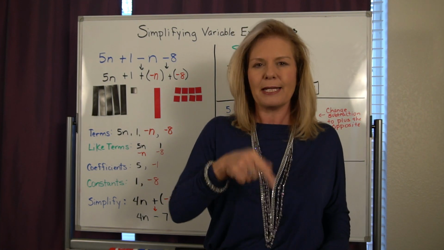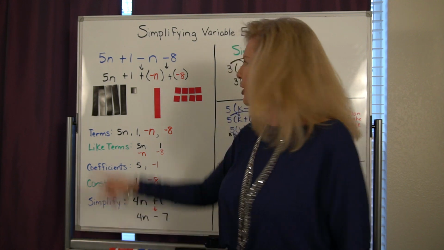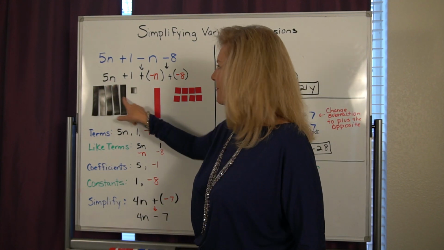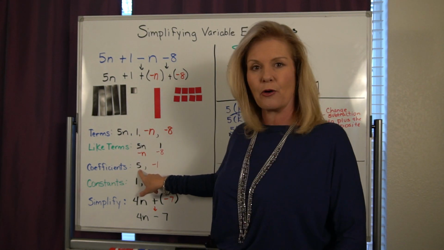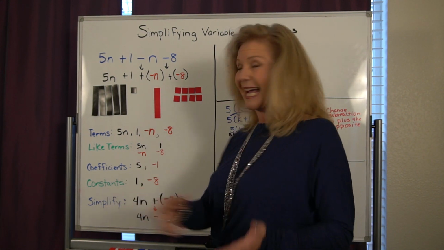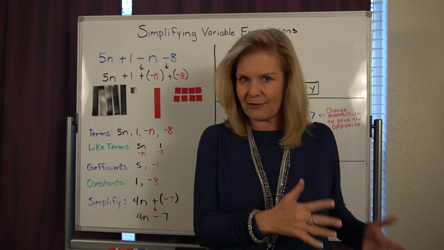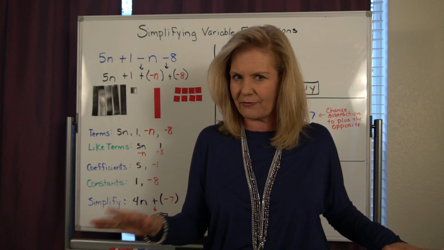They tell me how many of those variables I have. Well, clearly I have 5 of the black n's, the long ones. That's one of my coefficients. It's 5. Notice I didn't put the n with it because the n is my variable. It has nothing to do with coefficients.